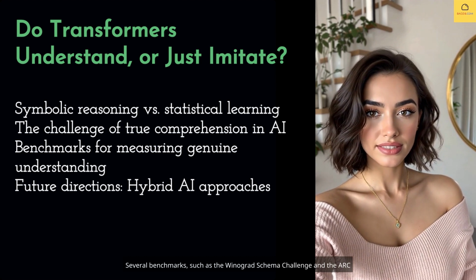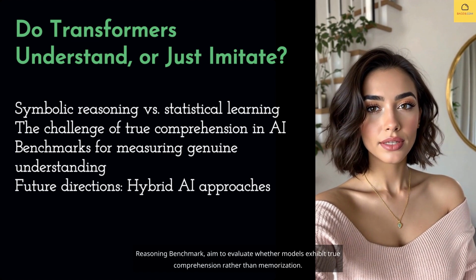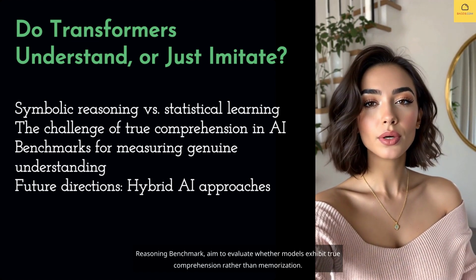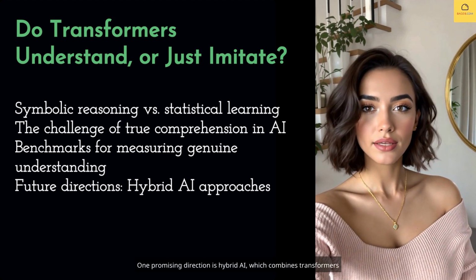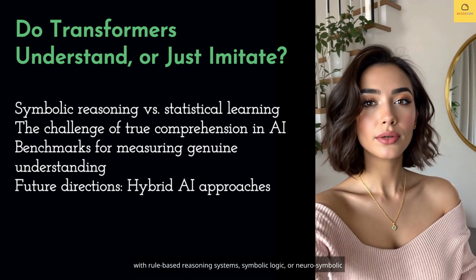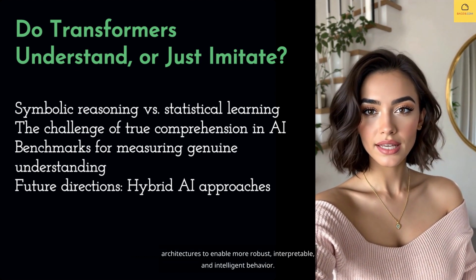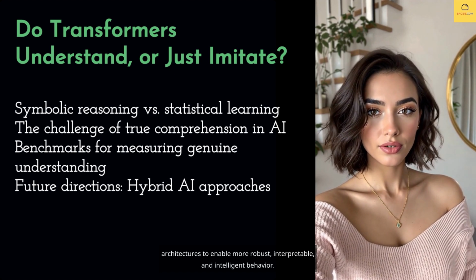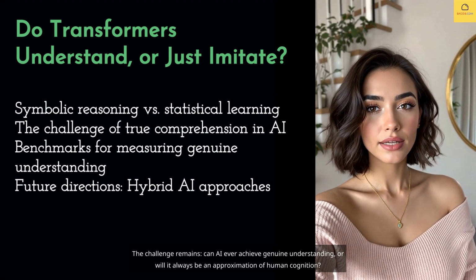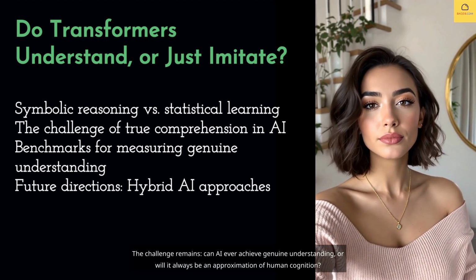Several benchmarks, such as the Winograd Schema Challenge and the ARC Reasoning Benchmark, aim to evaluate whether models exhibit true comprehension rather than memorization. One promising direction is hybrid AI, which combines transformers with rule-based reasoning systems, symbolic logic, or neurosymbolic architectures to enable more robust, interpretable, and intelligent behavior. The challenge remains: can AI ever achieve genuine understanding, or will it always be an approximation of human cognition?